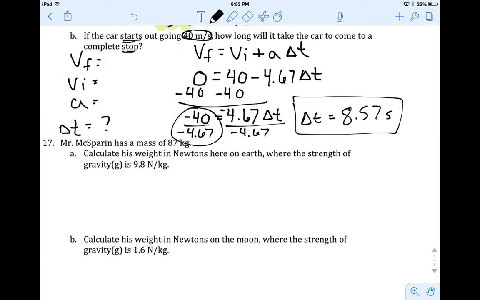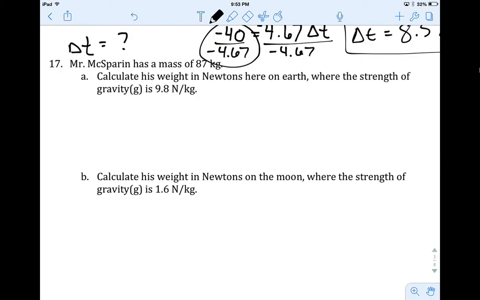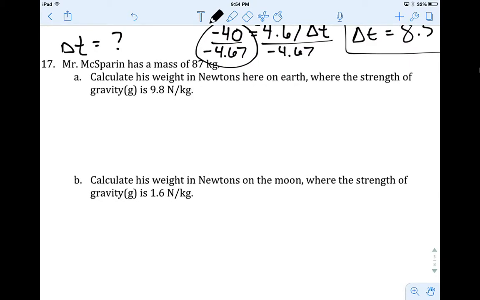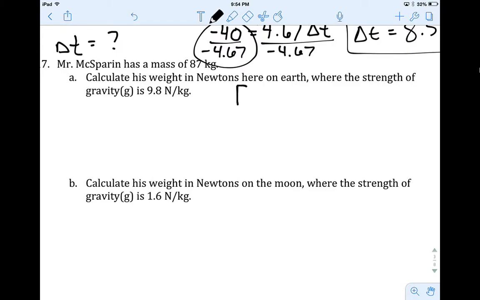Now, we've got two more here. Mr. McSparron has a mass of 87 kilograms. Calculate his weight in newtons here on Earth. Now this, we've got to go back to a different version of our equation that said Fg equals mg. You should notice that that's the same as F equals ma, but now the acceleration is just the strength of gravity. So now I've got Fg, m, and g. Well, Fg is what I'm trying to find because I want to find weight. So that's my question mark.